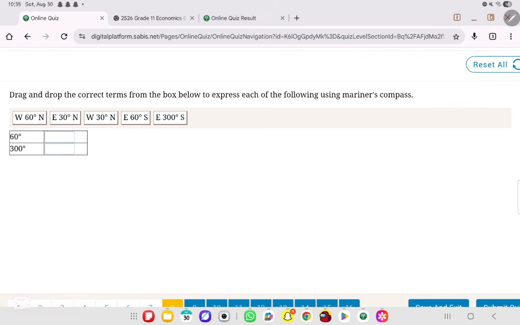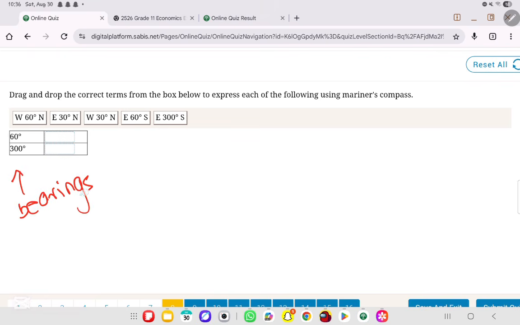Let's move on to question number 8. Now, drag and drop the correct terms from the box below to express each of the following. So we need to express each of the following using Mariner's compass. They didn't tell us what these are, so I'm just going to assume that they are bearings, okay?